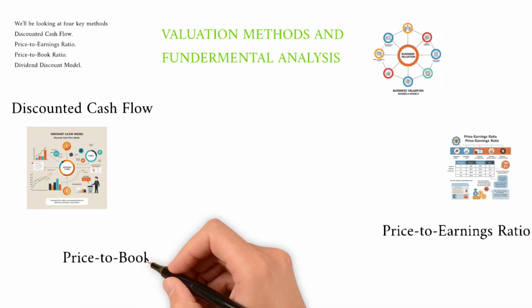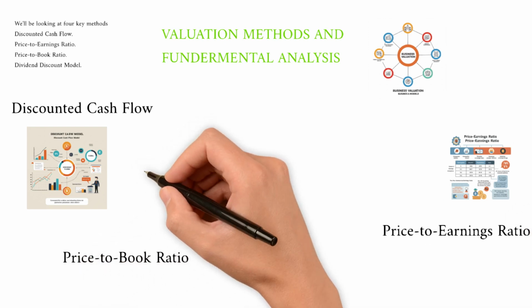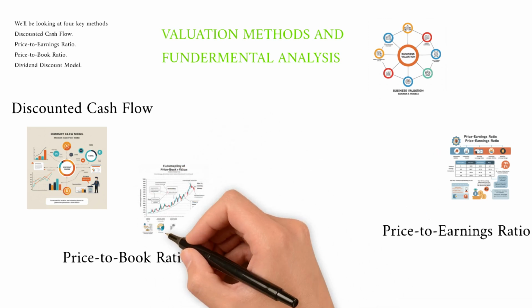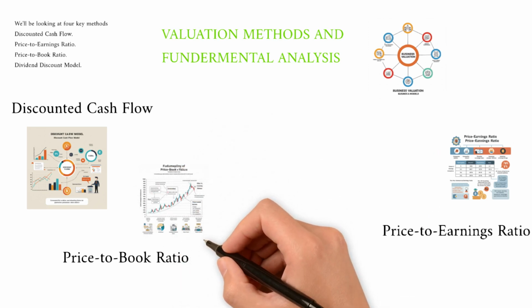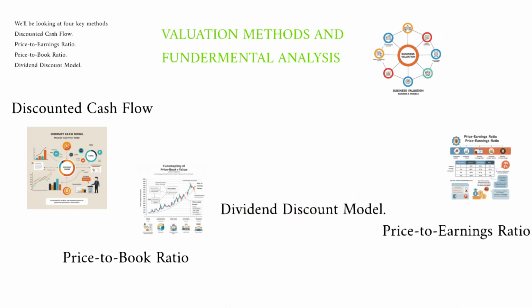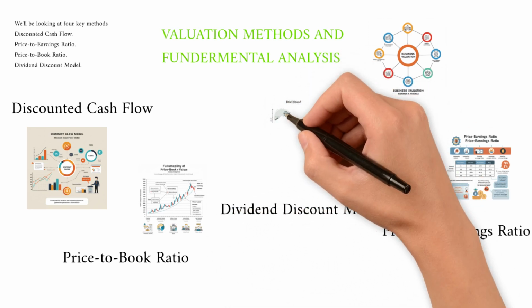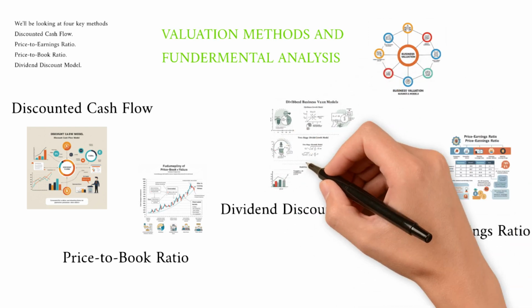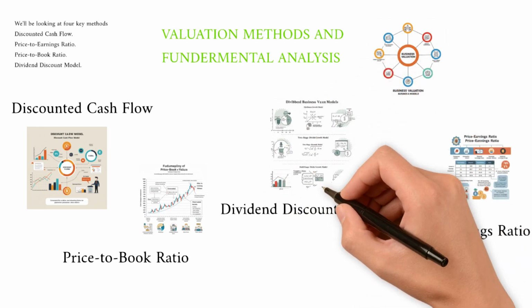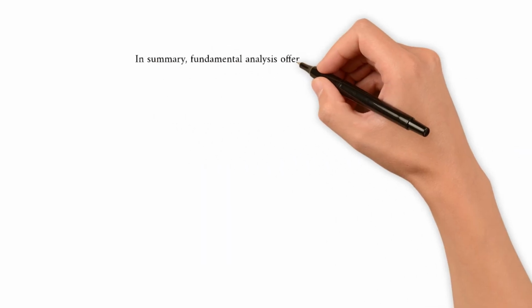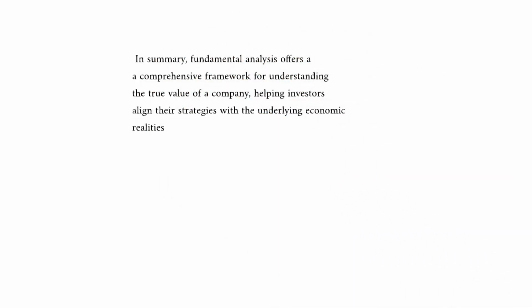The PB ratio is often used for value stocks, such as banks and insurance companies. High PB ratio suggests the company's assets are overvalued. Low PB ratio may indicate that the stock is undervalued. Finally, the DDM is used for companies with a history of paying dividends. It assumes that the value of a stock is derived from the future dividends it will pay. The higher the expected dividend growth rate, the higher the stock's value.